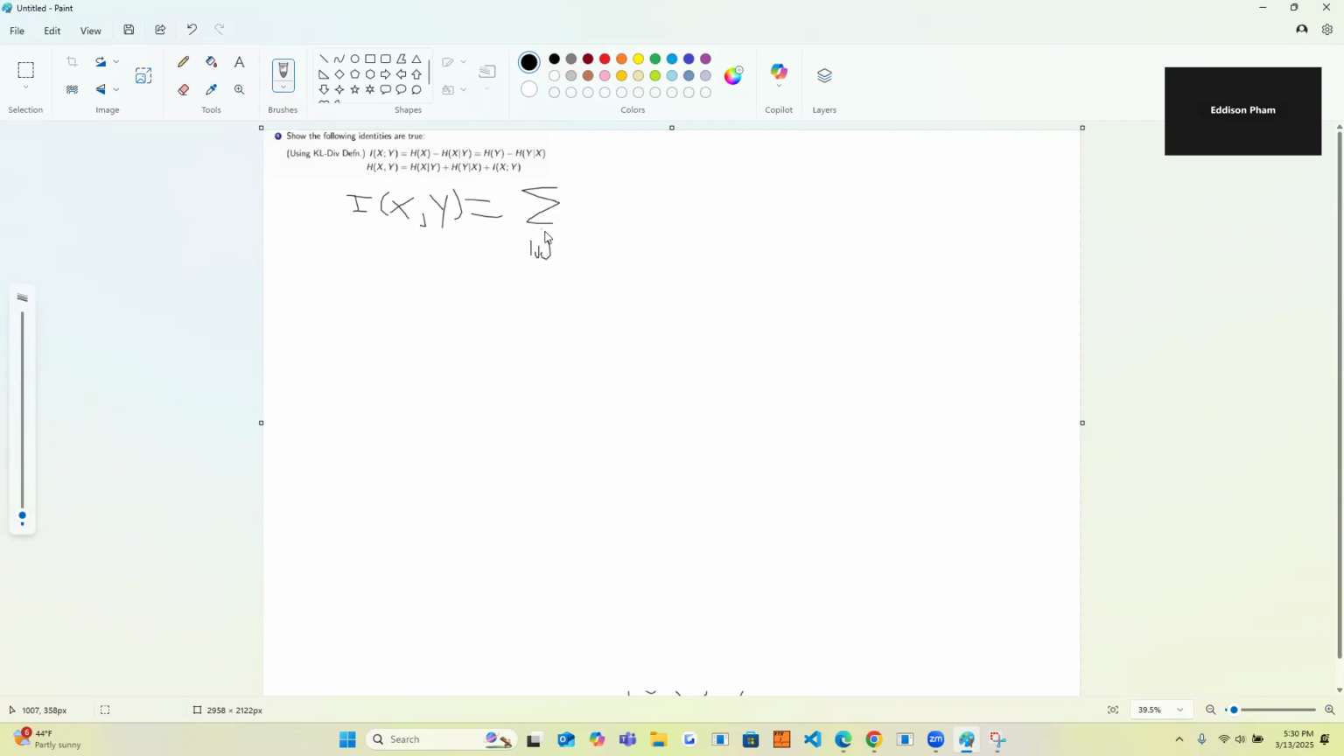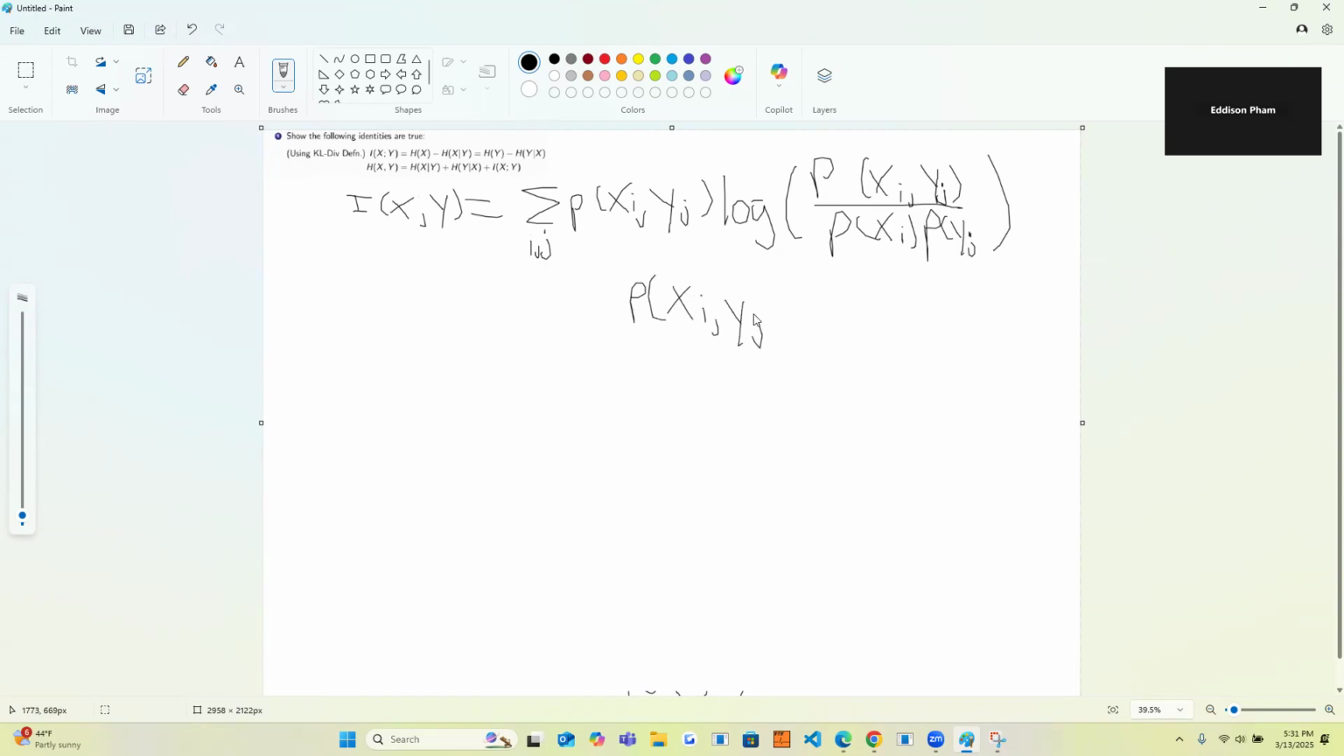Sum over i and j of P of xi, yj times the log, and the ratio is the joint probability divided by P of xi times P of yj. The trick here is to notice, there's not really a trick, and consider this probability in the numerator. This probability is simply this, conditioned on j, times P of yj. And once you do that, this cancels out, and now you're left with simply this.